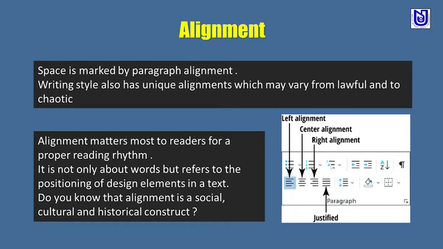Writing style also has unique alignments which may vary from lawful to chaotic. In handwriting, there are certain alignments which are very meticulous, then there are some which are chaotic, but in some that chaos works. And in our computer generated content, we must have the sense of alignment, but we must have the sense of individual taste also.